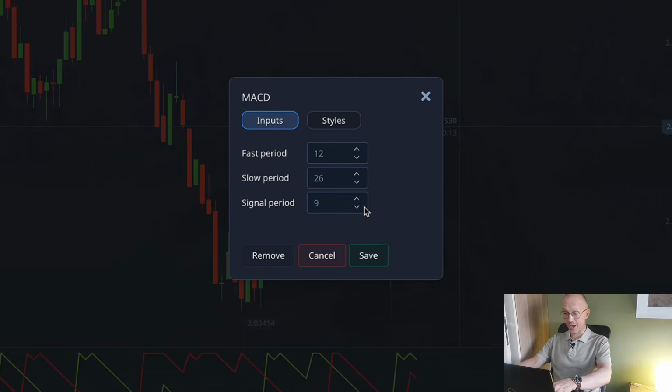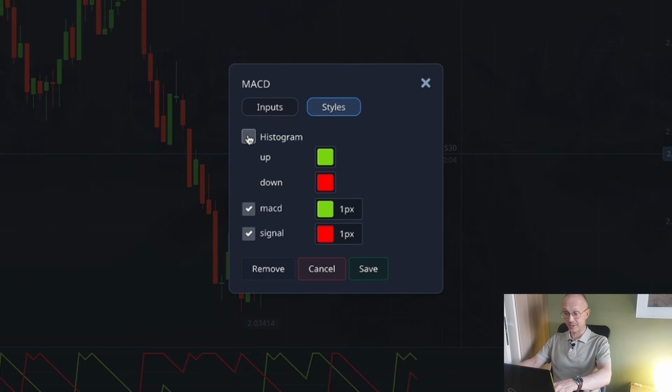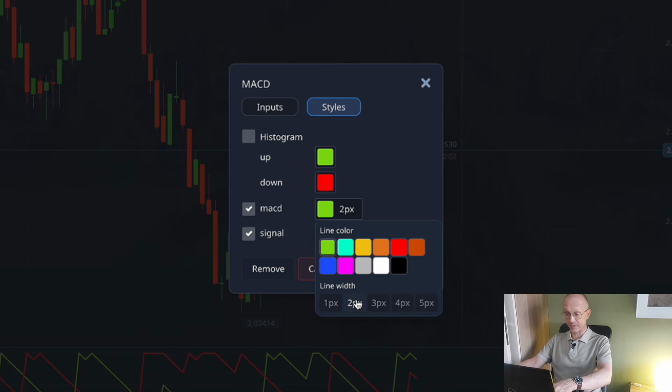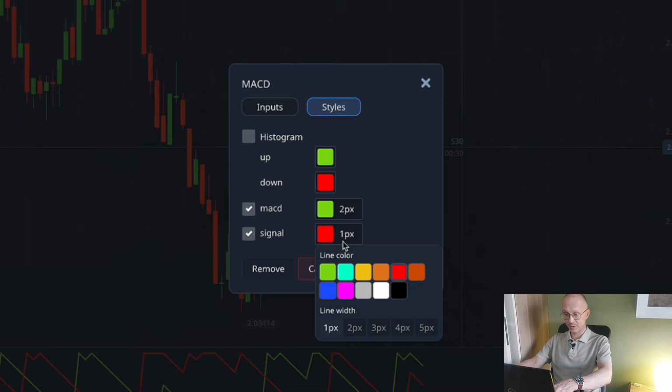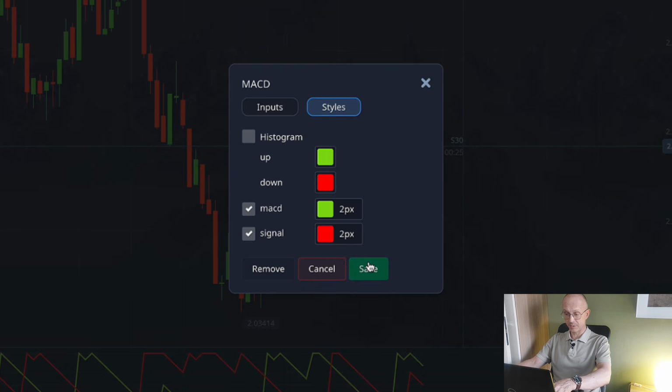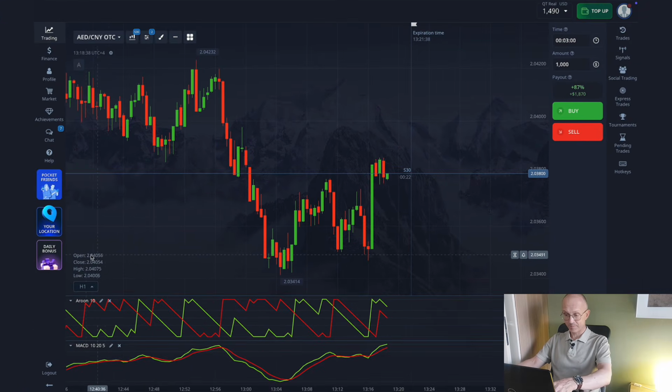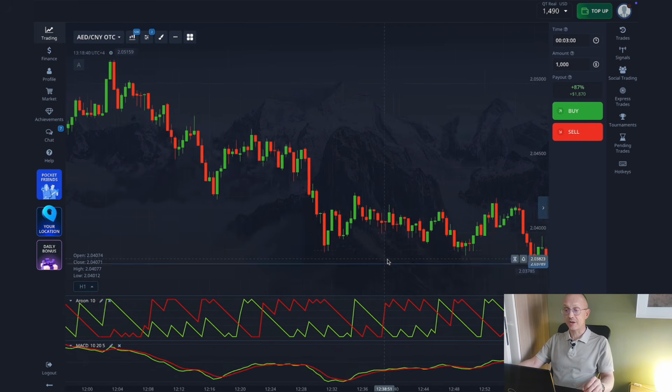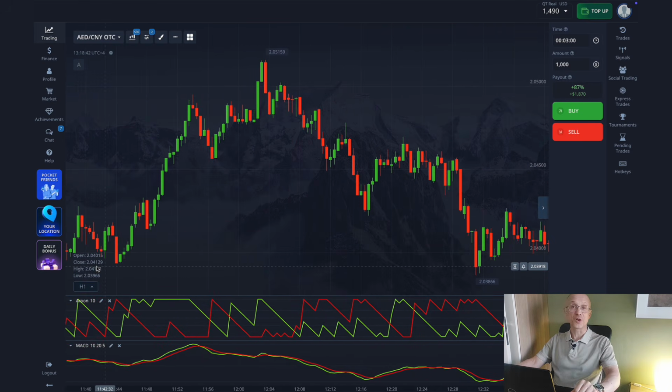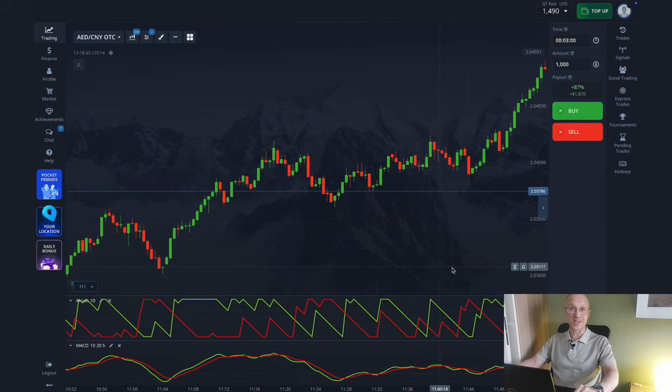Let's configure the MACD, set signal period to 5, set fast period to 10, set slow period to 20, switch to style, and let's disable histogram, set the width of the MACD to 2, and let's set the width of signal to 2 and save. So the indicators are ready to go. Friends, if you trade on your phones, configure them in the same way.